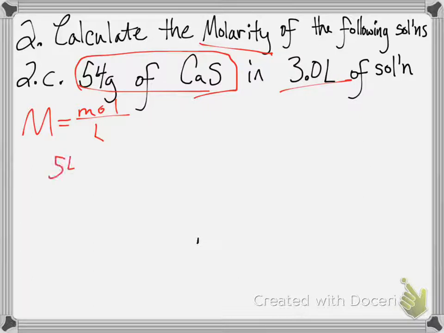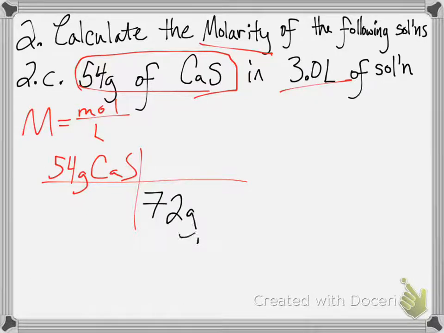So we have 54 grams CaS. Then I have to look up the molar mass, and I get about 72 grams per 1 mole. Alrighty. So that means I do 54 divided by 72. And that is 0.75 moles. All right, now this looks more doable.